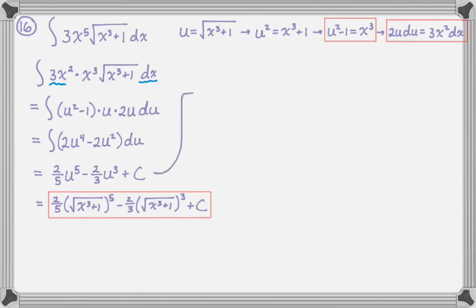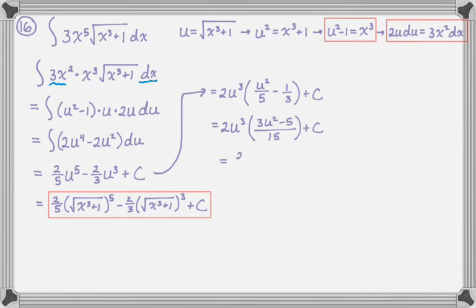Or you can go back here and factor out a u. I'm going to take out 2u cubed, I guess, because that's what we can do. And we're left with u squared over 5 minus 1/3, plus c. Common denominator gives us 3u squared minus 5 over 15. And then, I guess, a substitution.